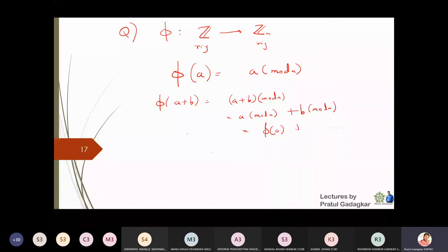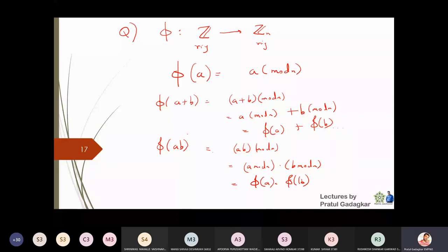What is phi of a into b? It is ab modulo n. What is ab modulo n? Ab modulo n means a modulo n, and then I will multiply it by b modulo n. You can check this too, and therefore this is nothing but phi of a into phi of b. So clearly both the definitions are satisfied, and therefore this phi is a ring homomorphism.